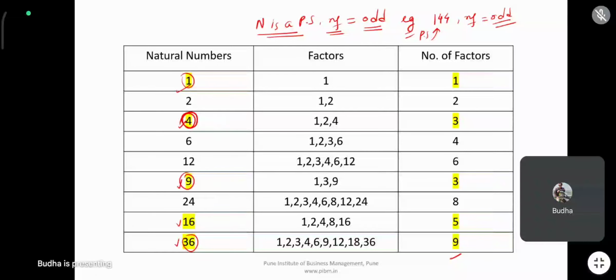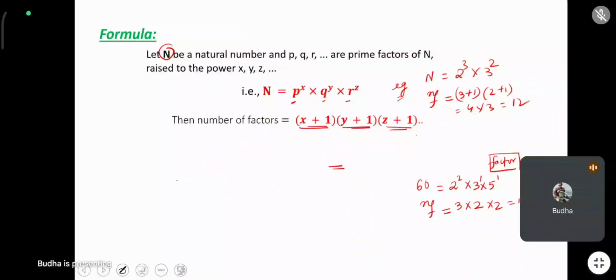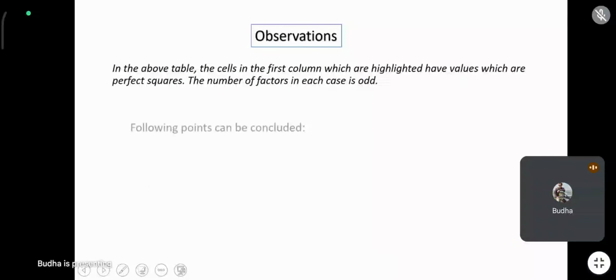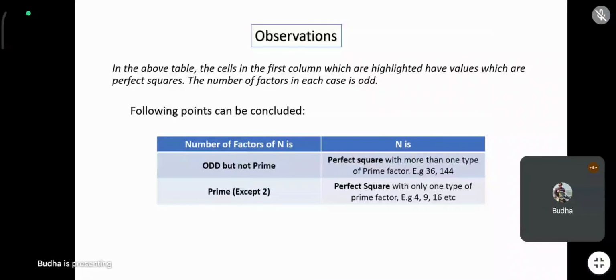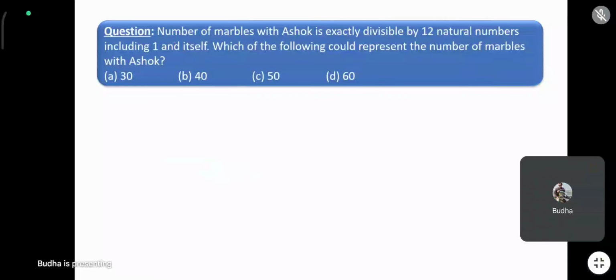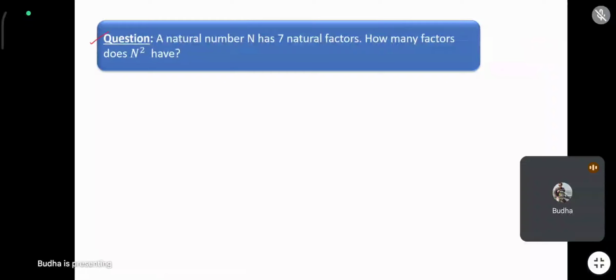So let's try to solve one question on this. This question: a natural number n has 7 factors. How many factors does n square have? Now look, it is given in reverse. Now n is not known to us, but the number of factors is 7.